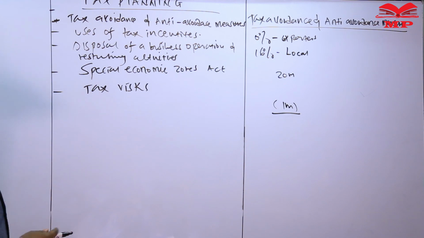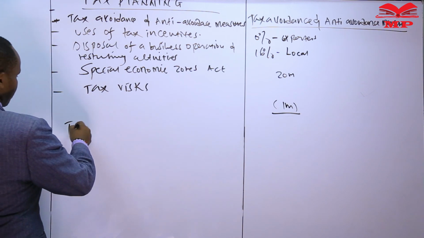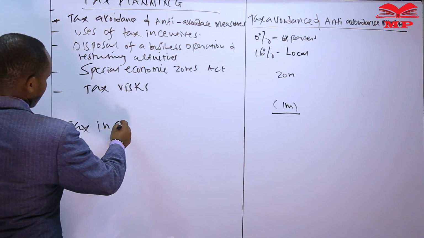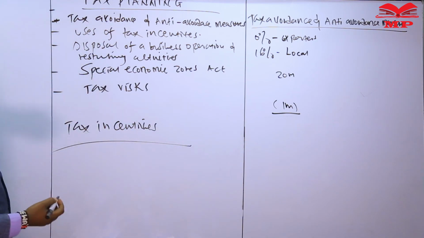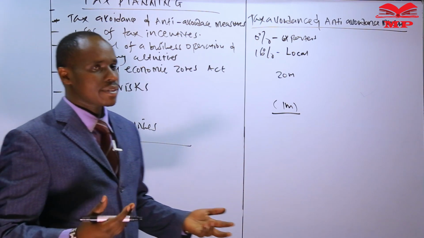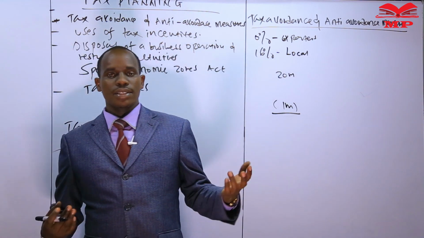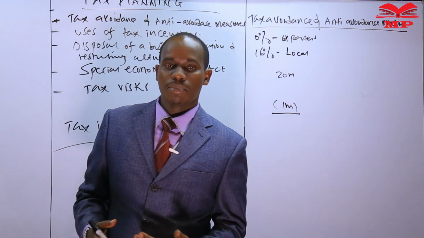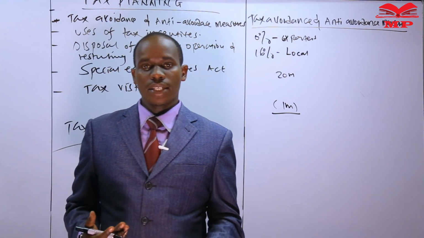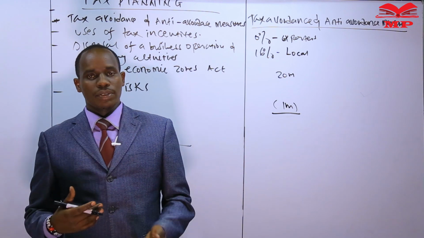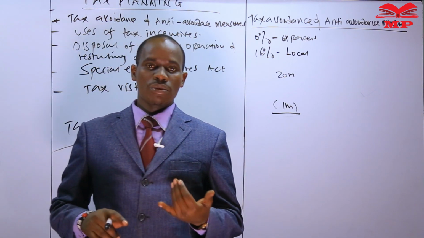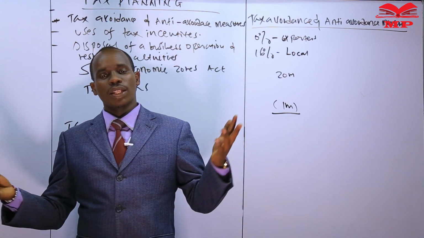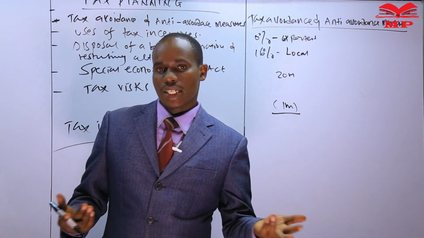Number 2, we have tax incentives. We have uses of tax incentives, but first of all, it's good we know what tax incentives are. A tax incentive is an incentive that is granted by the government or KRA to persons or taxpayers in order to encourage them to continue to pay tax or to attract new taxpayers to the tax system.